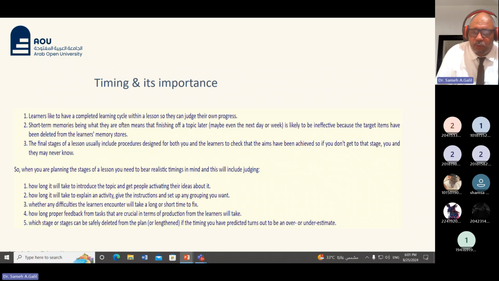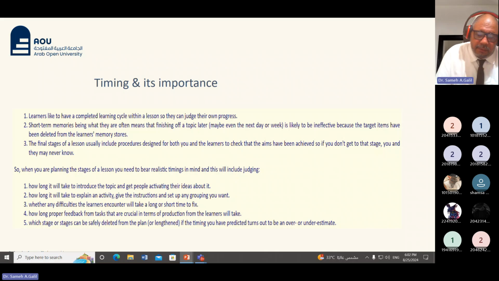So time is very important for you and also for the learner, because if you run out of time, it means that you haven't finished what you're supposed to finish, which means that you haven't covered the different stages that we agreed on. You left, for example, the production stage. You didn't give them enough time to practice the language, to use the language, which is a very important stage. It means that your timing is not good. It means that you haven't achieved what you should have achieved, and obviously the lesson is a failure. So learners like to have a completed learning cycle within a lesson so they can judge their own progress. And they also have short-term memories.